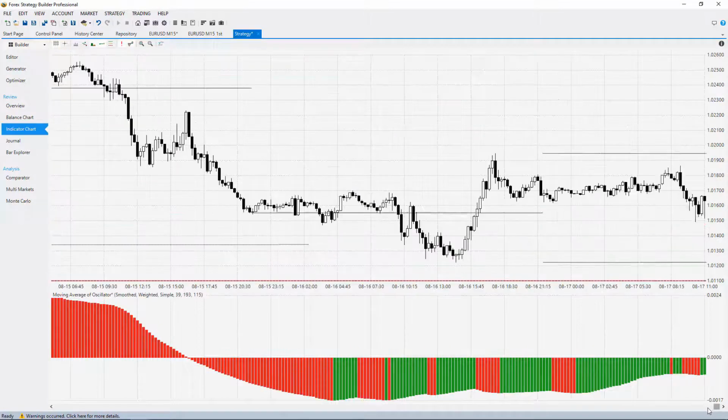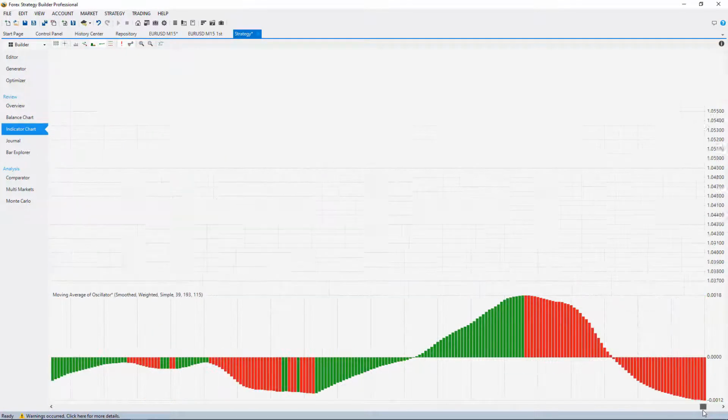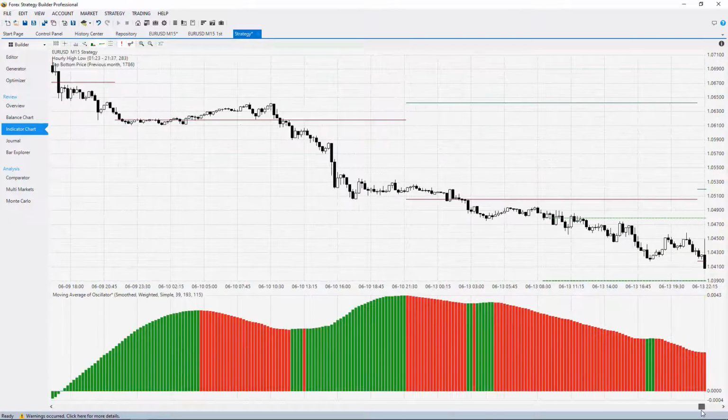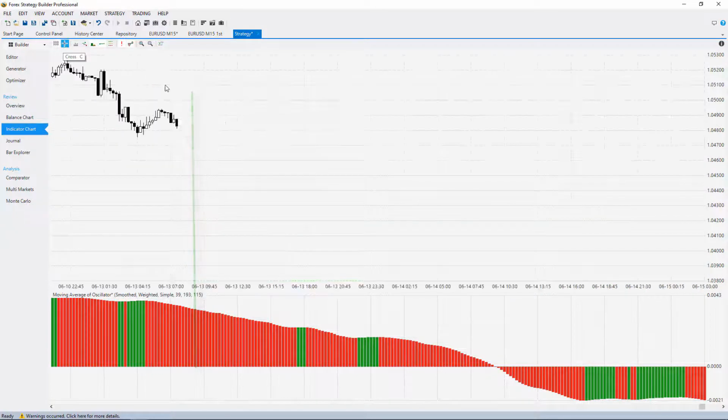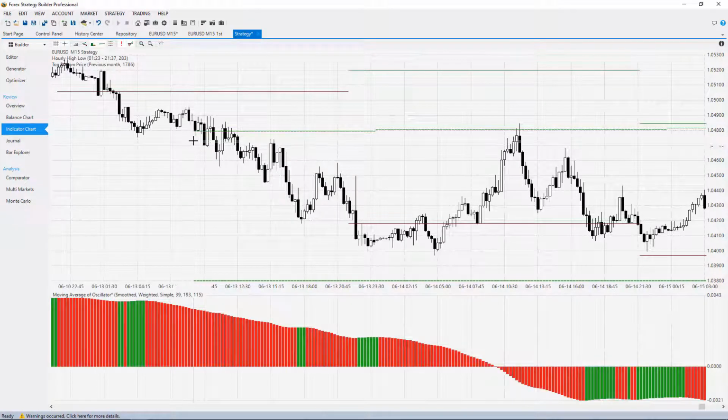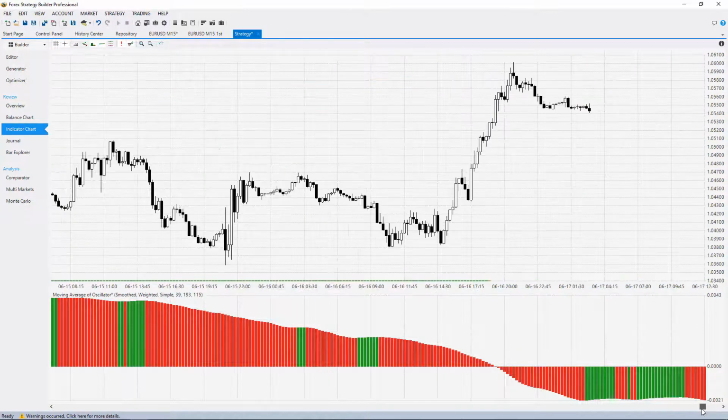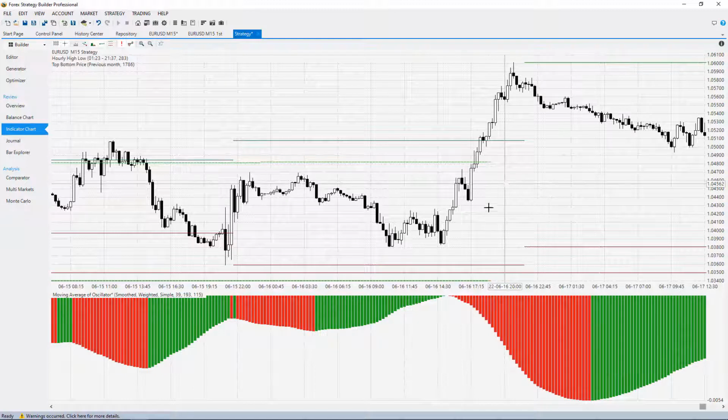Okay, if I go back to the indicator chart, I'll be losing it, so I'll need to find the example again. I think it was right over here. Okay, here it is. The moving average of oscillator is going down, and at the same time I will take the crosshair, and here you can see that at this bar we are opening at the price of the hourly low from the previous bar, right over here, and this is the entry point for the position. After that, the position goes sideways and it closes right in here due to the exit condition.